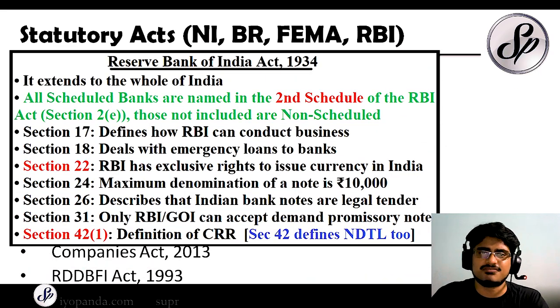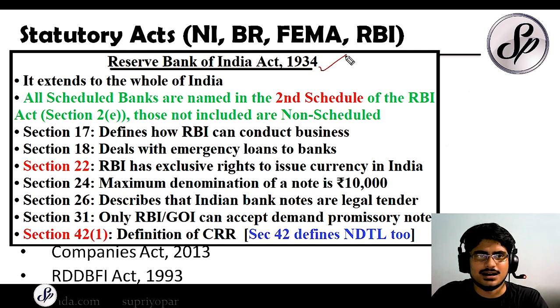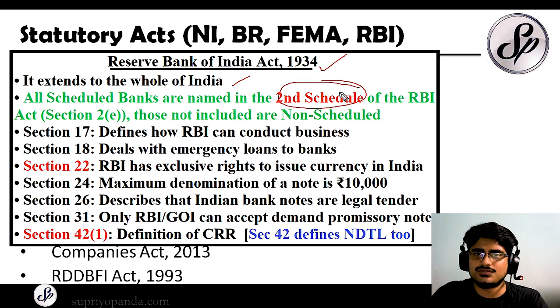Let's move to the Reserve Bank of India Act of 1934. So the RBI was set up under this act. It extends to the whole of India, and all these scheduled banks are named in the second schedule of the RBI Act. Just remember that under section 2E they are all written, and those who are not included are called the non-scheduled banks.